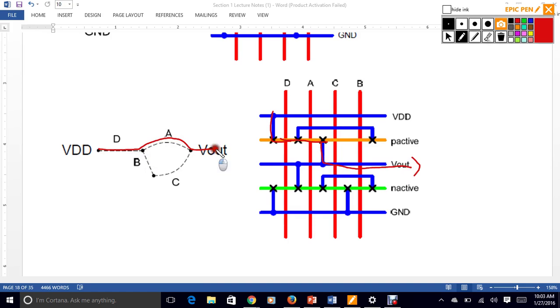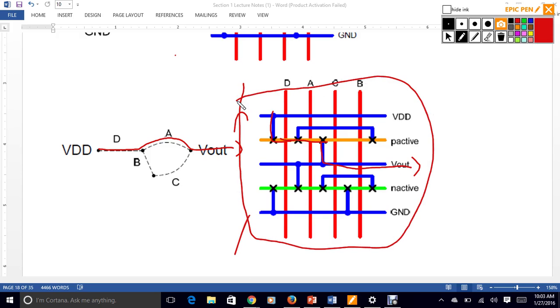So the whole goal of these path diagrams is to physically represent the path that either holes or electrons need to flow from VDD or ground to represent the logic that we want on the output. So being able to learn how to do this shows that you not only logically understand what's going on, but physically understand what's going on as well.